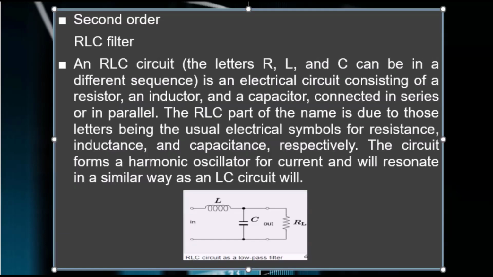Second-order RLC filter. In an RLC circuit, the letters R, L and C can be in a different sequence. It is an electrical circuit consisting of a resistor, an inductor, and a capacitor connected in series or in parallel. The RLC part of the name is due to those letters being the usual electrical symbols for resistance, inductance, and capacitance. The circuit forms a harmonic oscillator for current and will resonate similarly to an LC circuit.